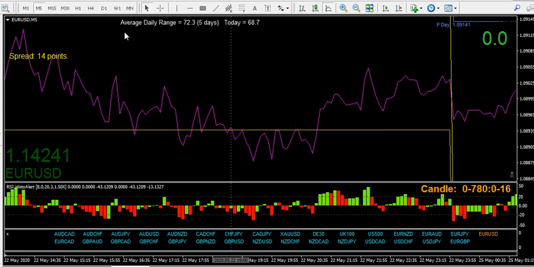Problem is you can't get the ADRs, so you can't see whether the price is overextended or whatever, and the end of day reversals rely upon that. Because if the price is overextended, it's like a rubber band, then you expect it to reverse, and it's quite a simple strategy really.